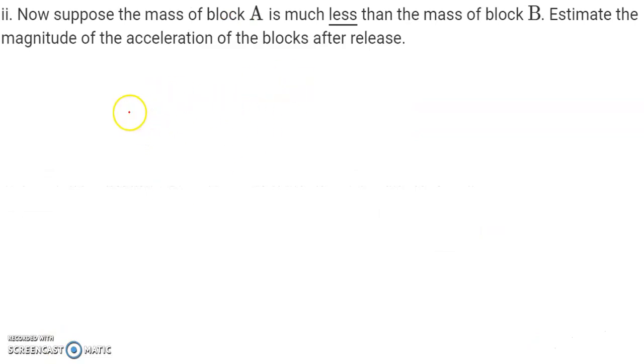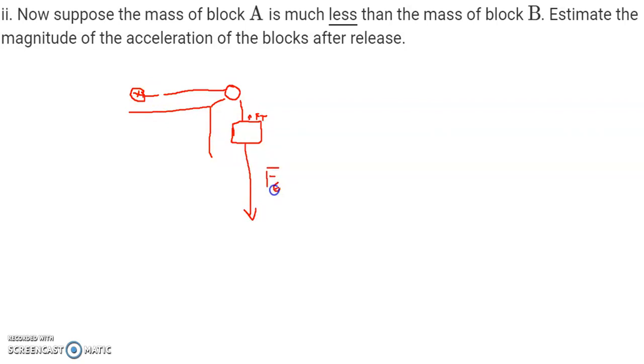Now suppose it's switched. Suppose that this block B was really, really heavy, and then block A was a leaf or a feather. Estimate the magnitude now. That means that there's very, very little force of tension here, and it's really heavy, so we have a lot of force of gravity. This is as if we were in free fall, very, very close to free fall, so it's very close to 9.8 or 10, whichever one you would use.